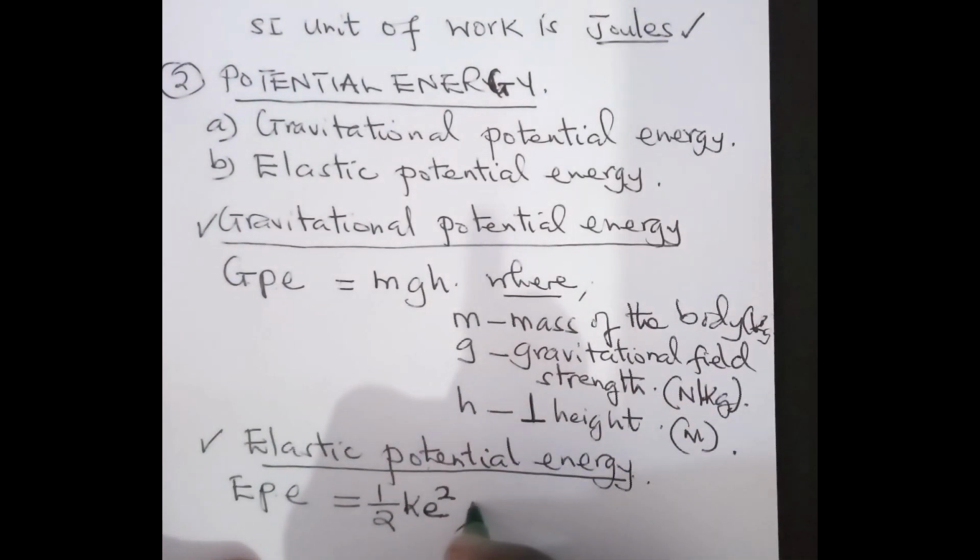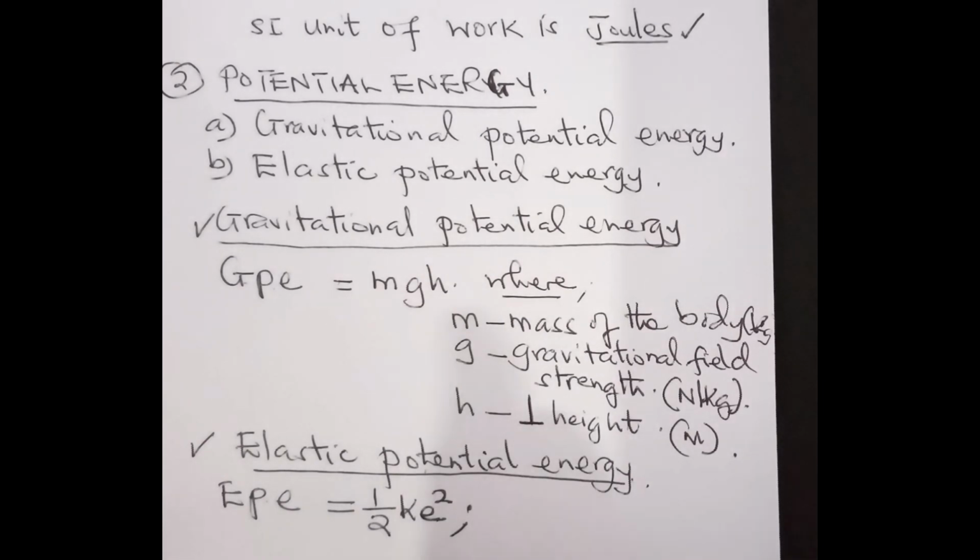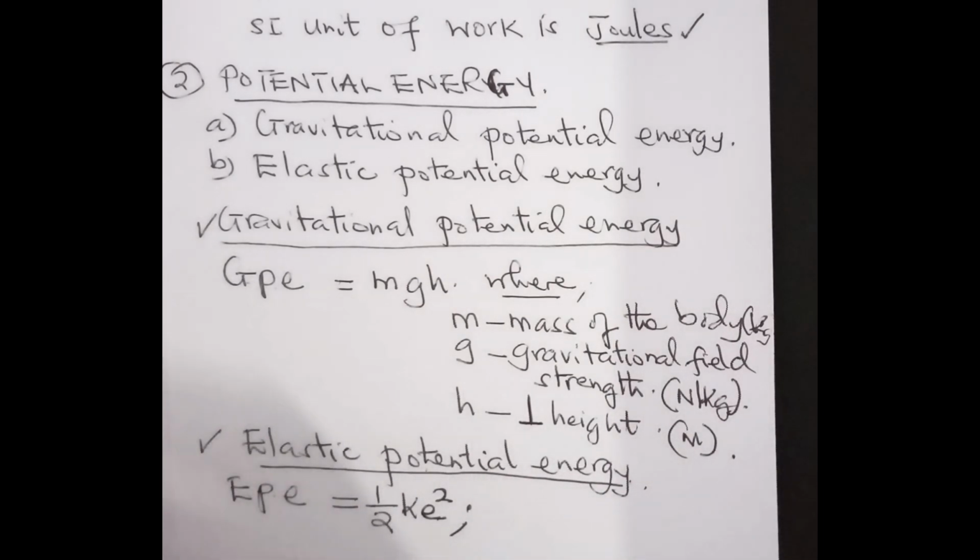Elastic potential energy is the energy that is possessed by elastic materials. Elastic materials can be a rubber band or a spring. When a spring stretches, there is some work done, and thus the elastic potential energy is the energy used to stretch the spring.